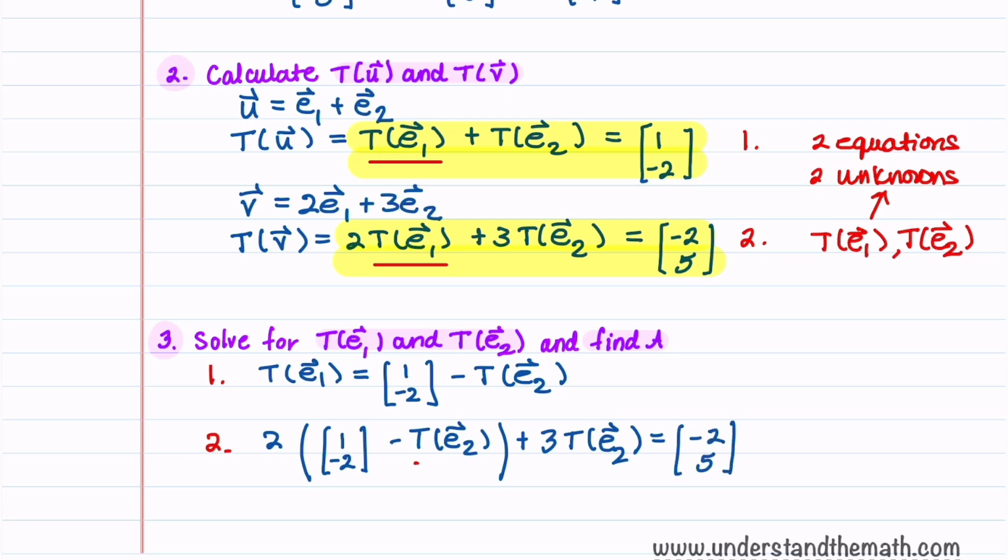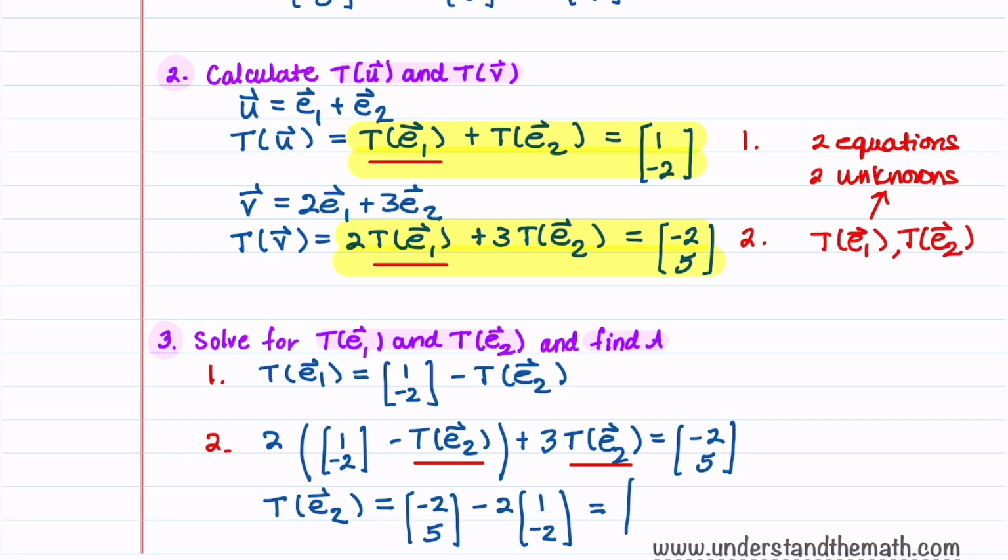We're going to now solve for T of e2, and we have 2 of these. We have 3T of e2 minus 2T of e2, so we get T of e2. And then let's pull everything else to the right-hand side. So we already have a (1, -2), (5), and we're going to subtract 2 times (1, -2). Combining these two vectors, we end up with a -4 for our first component and a 9 for our second component.